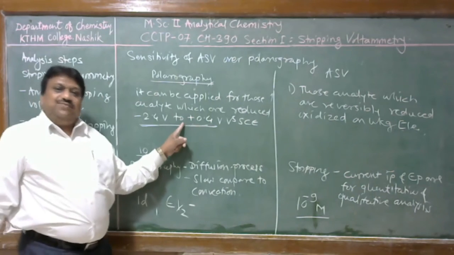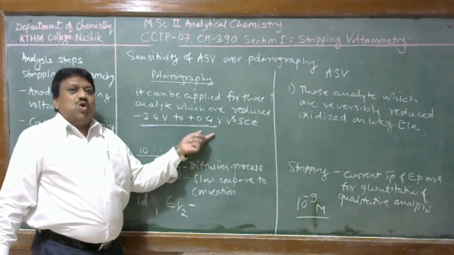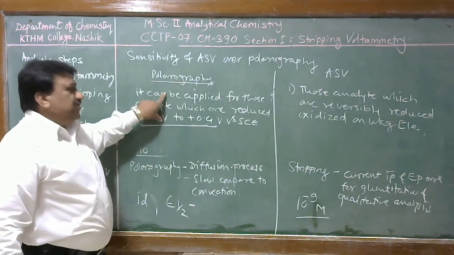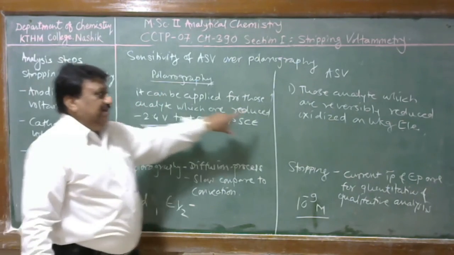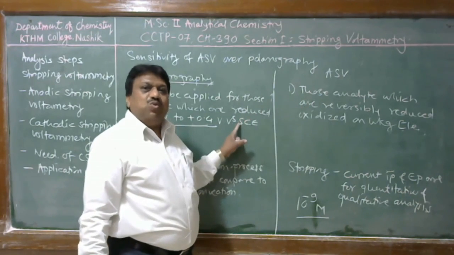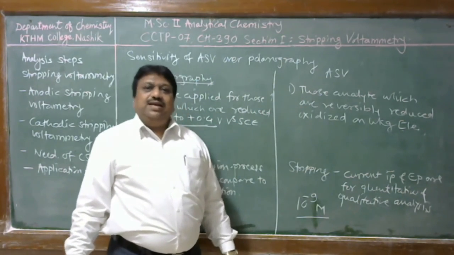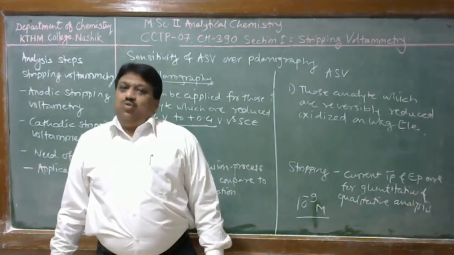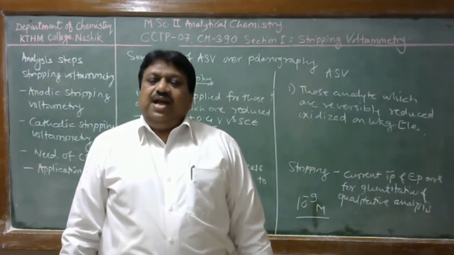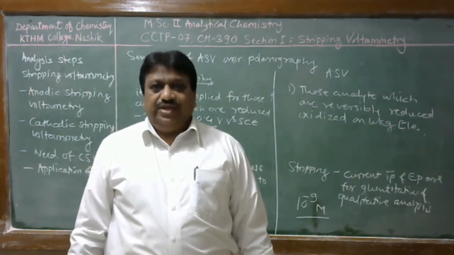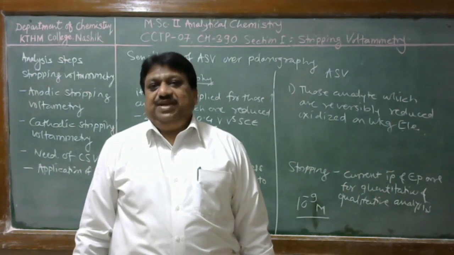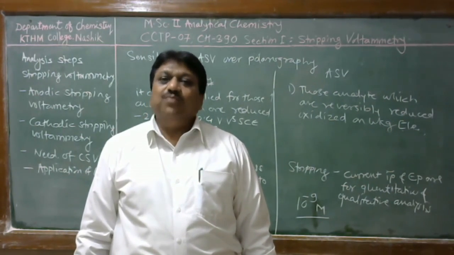But in polarography, it is not essential to oxidize that analyte back to the original form. Therefore, the applications of polarography are a little bit different from the applications of anodic stripping voltammetry. This is all about the sensitivity of stripping voltammetry over polarography. Students, in today's lecture we discussed the qualitative and quantitative applications of stripping voltammetry. In addition to this, we discussed the sensitivity of stripping voltammetry over the classical technique of polarography.